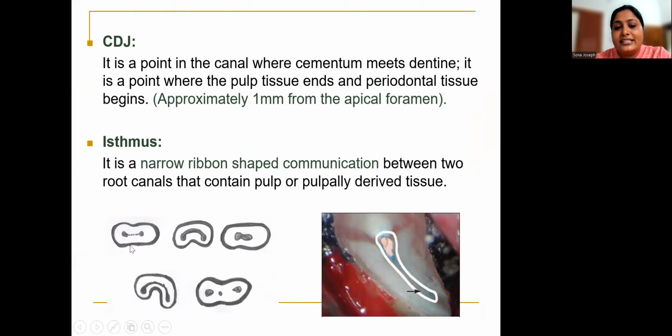Isthmus. Now, whenever there is a multi-rooted tooth or multiple canals, it's not always a separate entity. There can be a thin strand of pulp tissue connecting the two orifices or the two canals, which is called an isthmus. Isthmus generally means narrow communication. In endodontics, an isthmus is a narrow ribbon-shaped communication between two root canals that contains pulp or pulpally derived tissue. This is also clinically relevant because it's not as easy as cleaning a round or oval shaped canal. Whenever an isthmus is present, you have to do additional steps in the cleaning and shaping to get the area cleaned.